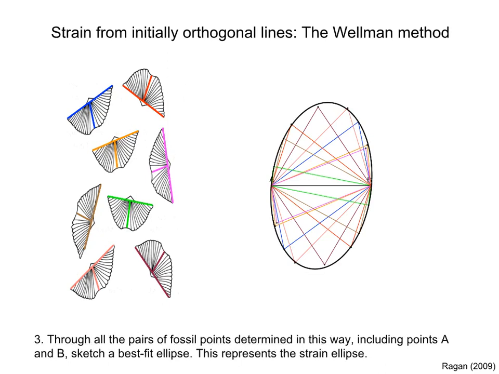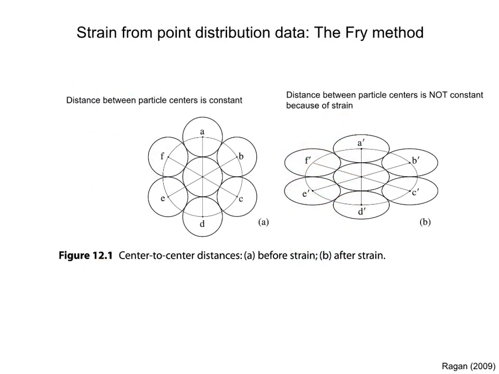Through all the pairs of fossil points determined in this way, including points A and B, we can sketch a best-fit ellipse. This represents the strain ellipse. We can determine the long and short axes of the ellipse, and the ratio of these axes, which is the ellipticity.